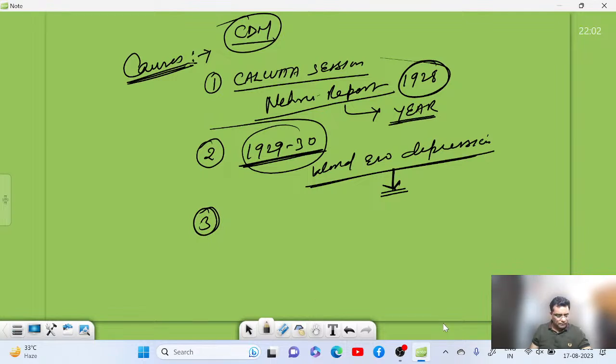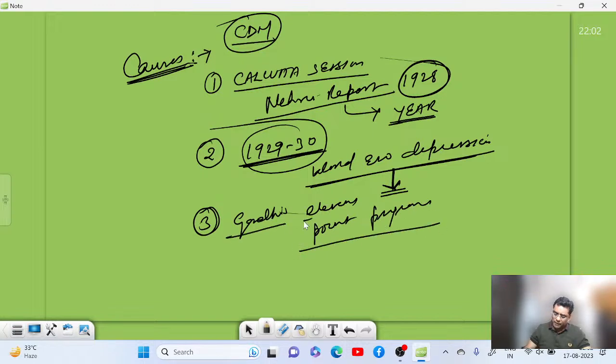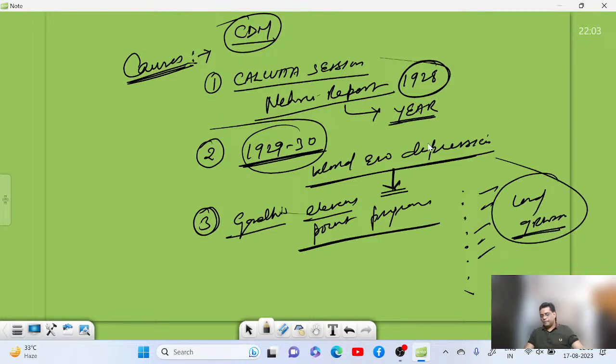Third, Gandhi's 11-point program, which was rejected by Viceroy Lord Irwin. Gandhi gave all the chances to the British to rectify it.